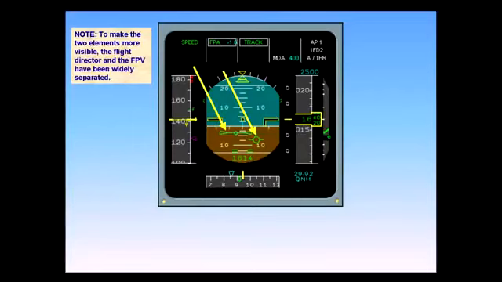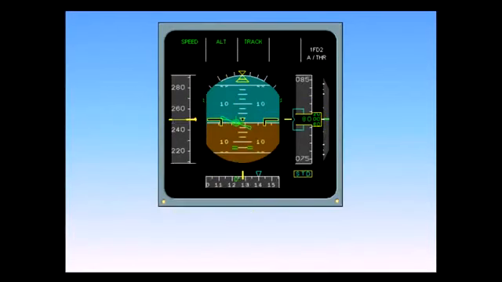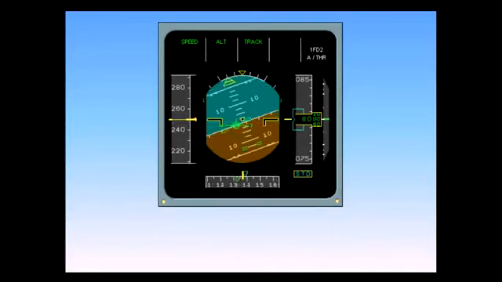As an illustration, we will turn from the present track to a track of 140. The Flight Path Director, FPD, commands a roll to turn to the selected track. The aircraft is rolled until the FPV Flight Path Vector and FPD Flight Path Director are aligned. Approaching track 140, the Flight Path Director commands a rollout to level the wings.